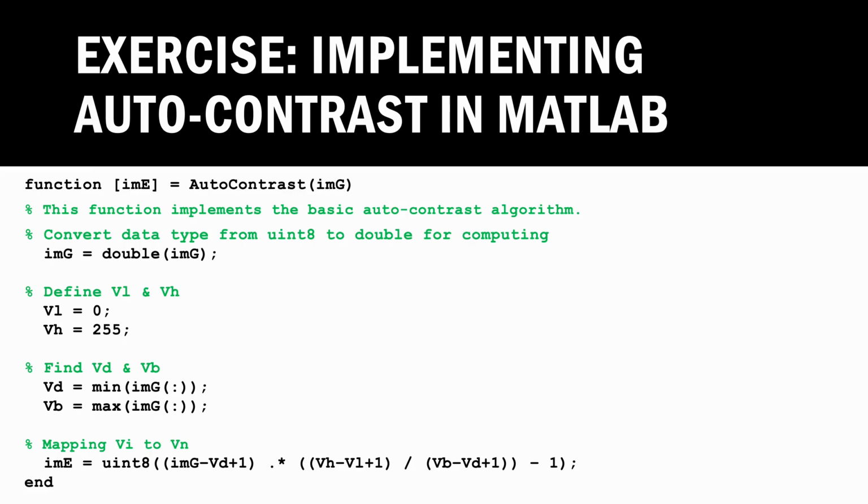We also determine the darkest and brightest pixel values in the original image, which are stored as VD and VB. Using these values, we map every pixel in IMG to a new value across the full intensity range. Finally, because we want the enhanced result to be a proper grayscale image, we convert IME back to UINT8. This ensures that the output image can be displayed correctly in MATLAB as an enhanced grayscale image.